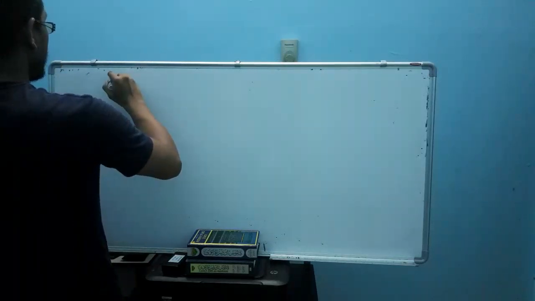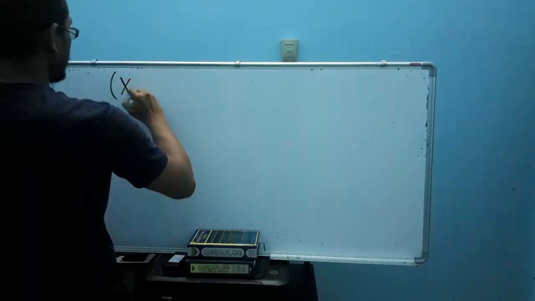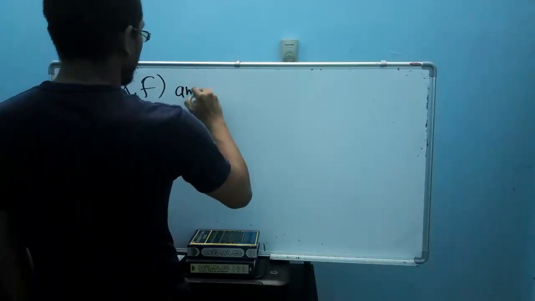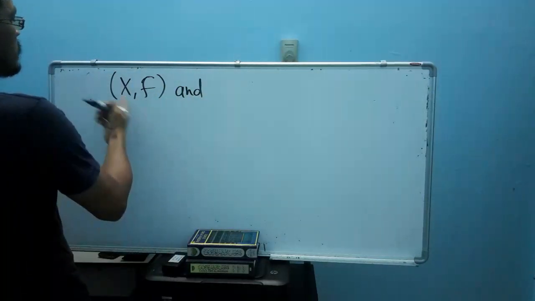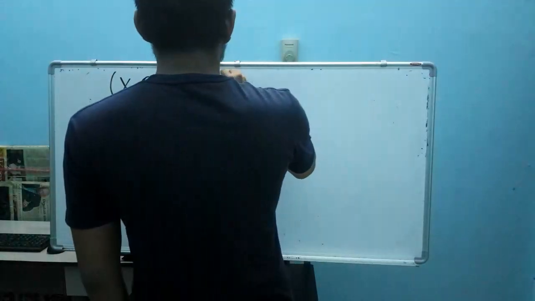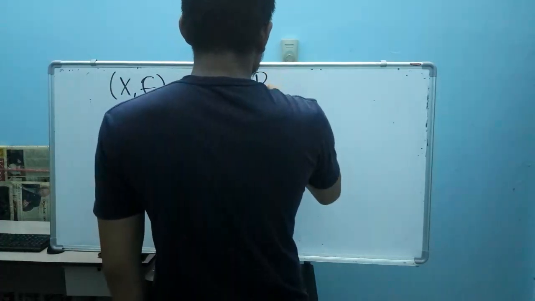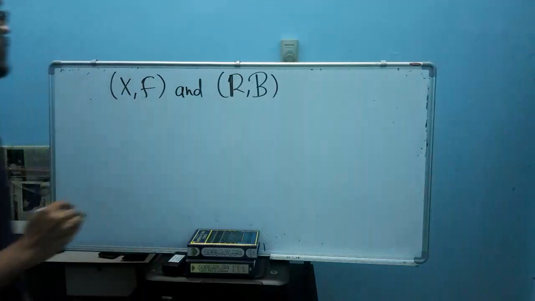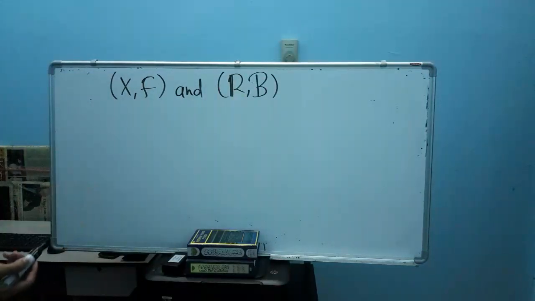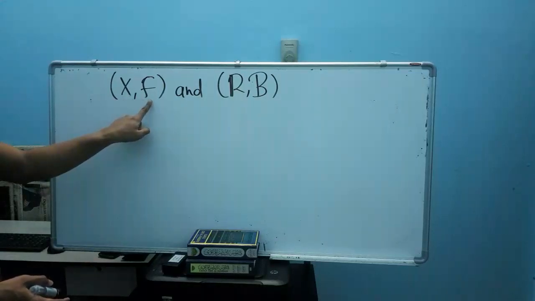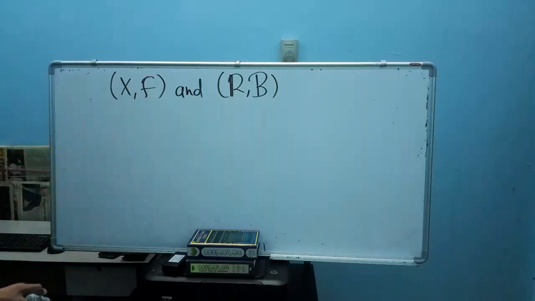Suppose we have two measurable spaces. That be this one, our first measurable space, and then we will have the second measurable space. So what is the meaning of a measurable space? A measurable space is just a pair of a set and also an algebra or sigma algebra on the set. Such a pair here we call a measurable space.